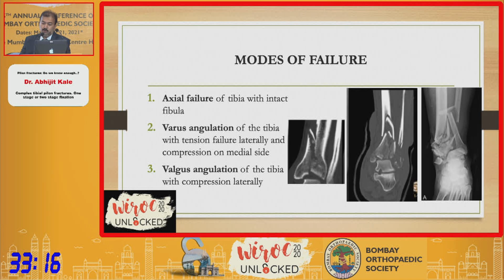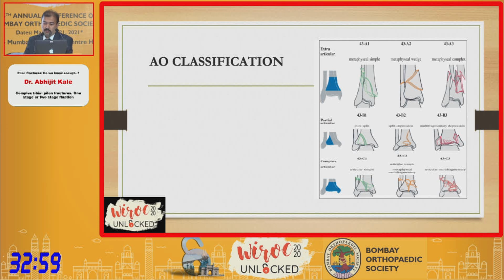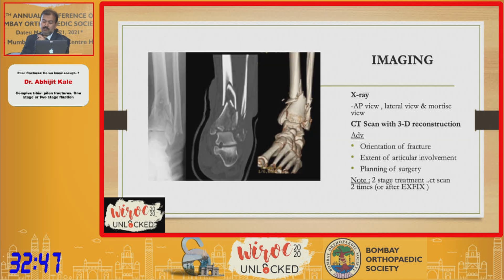These three modes of failure have already been discussed by my co-convener: the axial failure, the varus angulation, and the valgus angulation. Also, the Ruedi-Allgower classification was given way back about four decades ago. And then we also have the AO classification. The C2 and C3 injuries are the injuries which I will be dealing with in this talk, and they are described as the complex injuries.